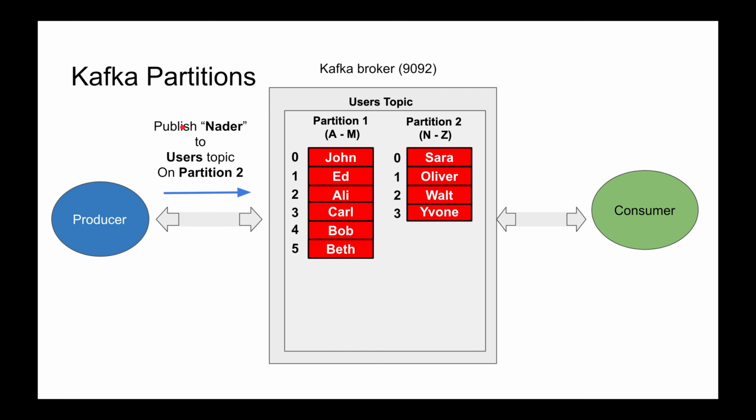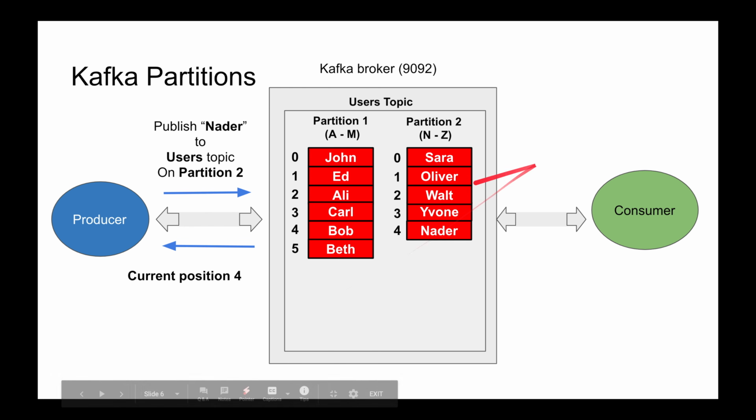Yes. So yeah, nadir will go to partition 2. Let's go ahead and just write it to partition 2. That sounds simple. And here's what happens. The moment you write it, you get a new position, right? And that position is returned to the producer, saying, hey, by the way, the current position on partition 2 is 4. Okay, 0, 1, 2, 3, 4.